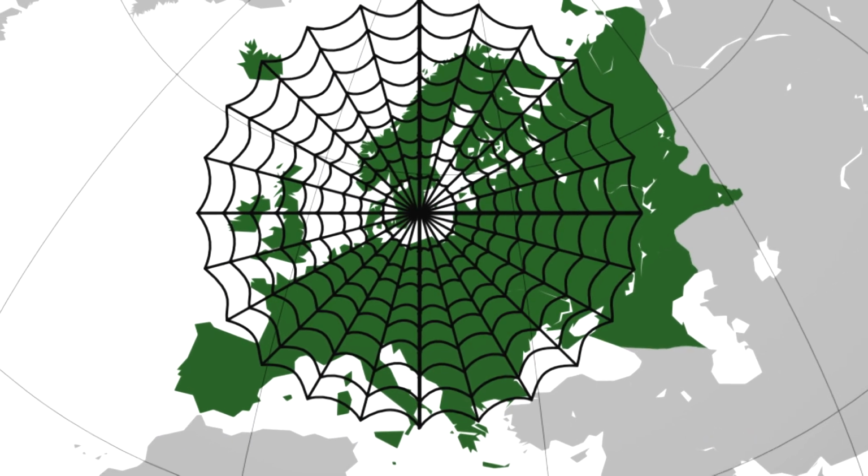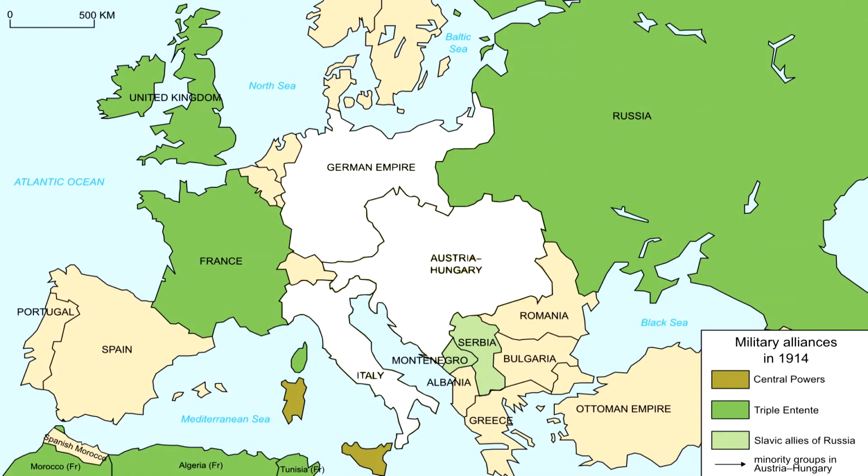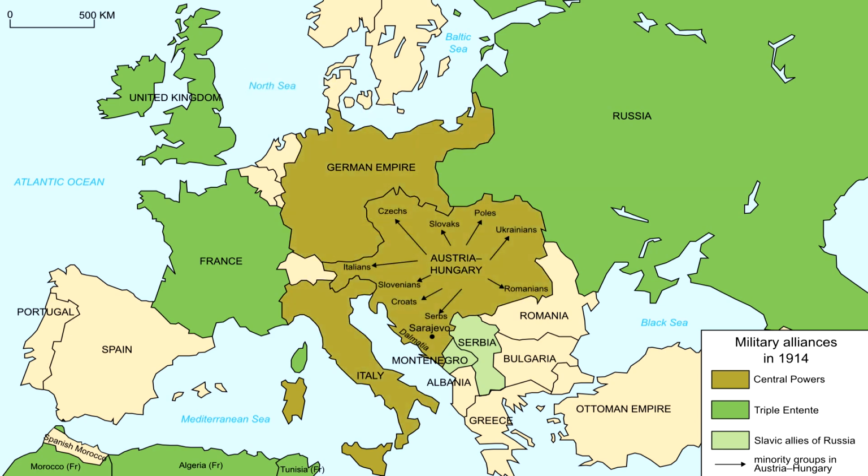Before World War I, a complex web of alliances defined the political landscape of Europe. On one side were the Allied powers, which included the United Kingdom, France and Russia, and later the United States. Opposing them were the Central Powers, Germany, Austria-Hungary, and the Ottoman Empire.